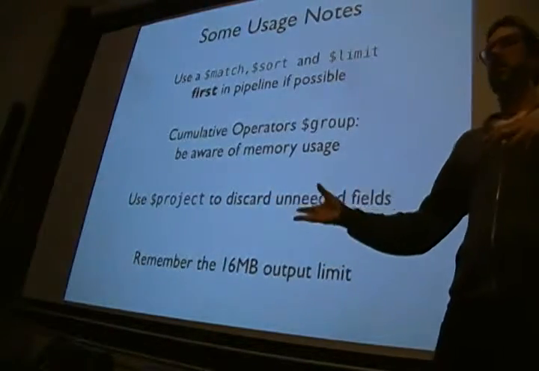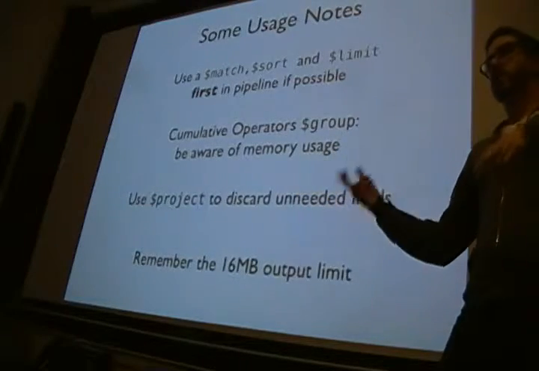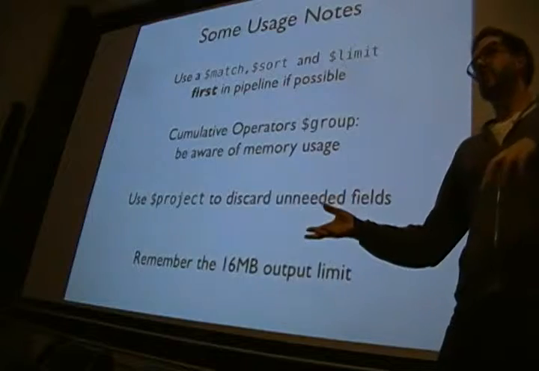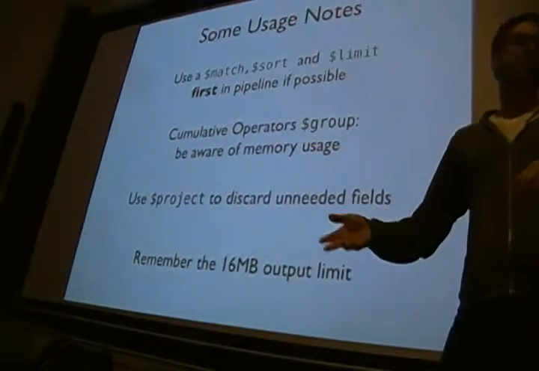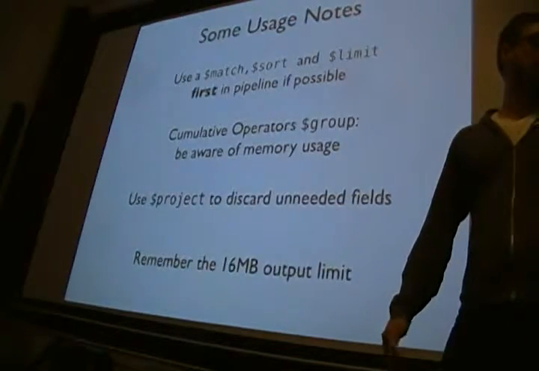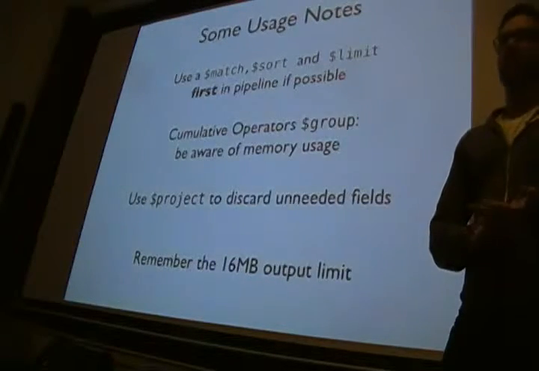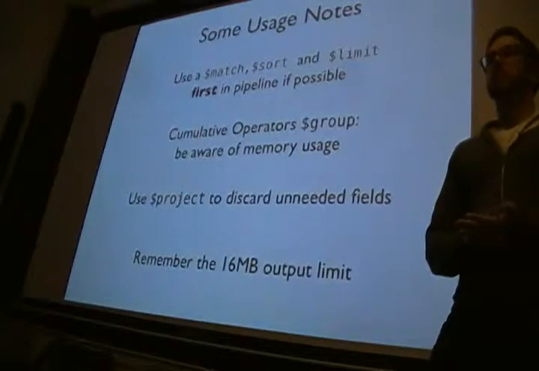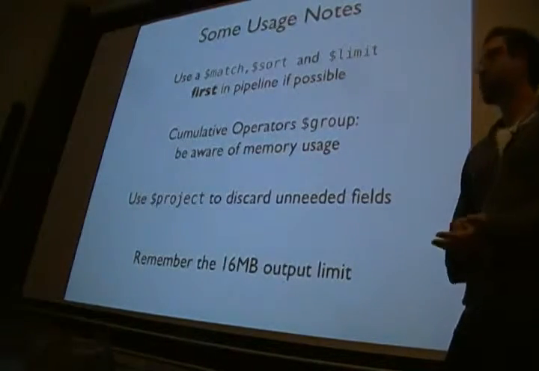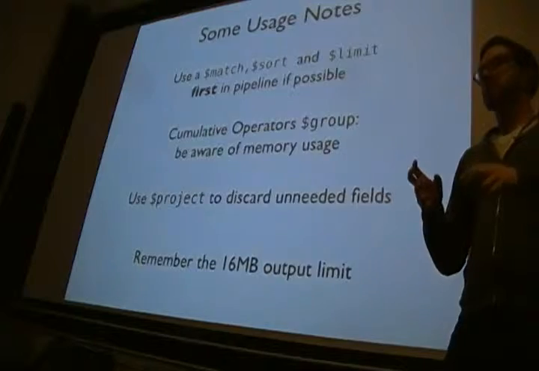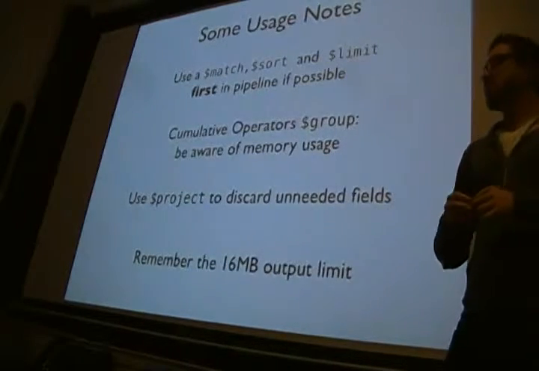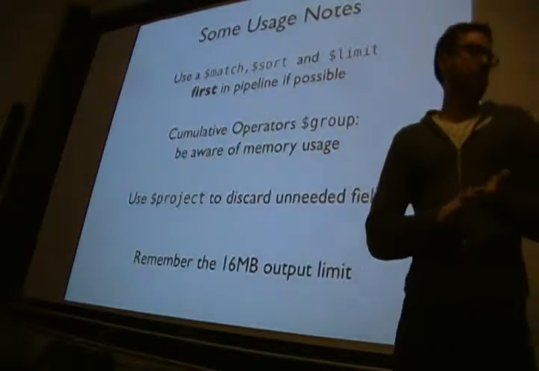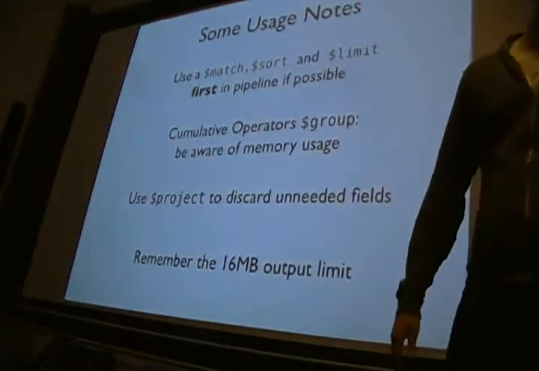If you have really big documents, but you're only aggregating based on a few values, you can use project and get rid of the fields that you don't actually need. That cuts down on memory usage and gives you a big boost in performance. The other thing to think about is that documents in Mongo are limited to 16 megabytes. So if you transform these documents, the limit of the output is 16 megabytes per document. That's another thing to keep in mind.